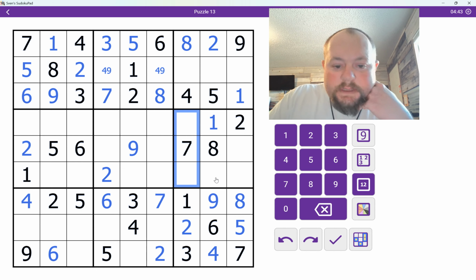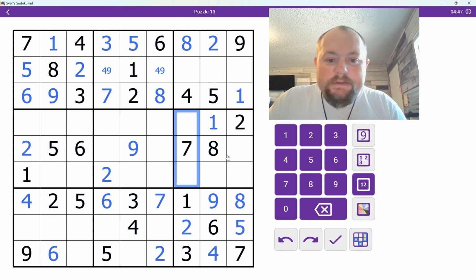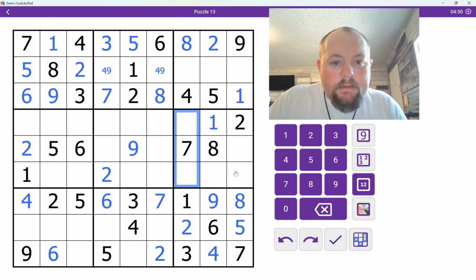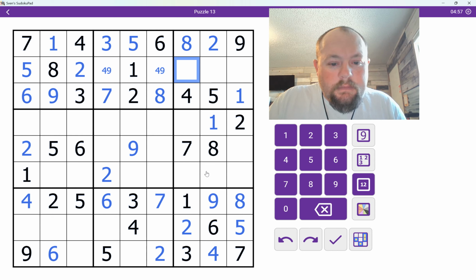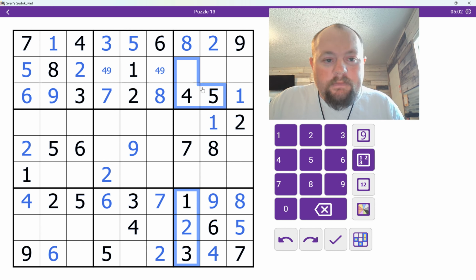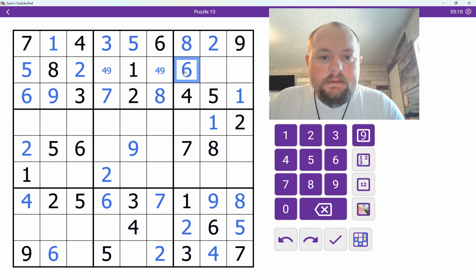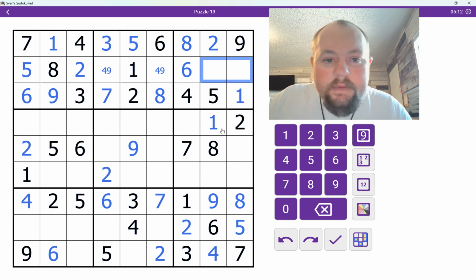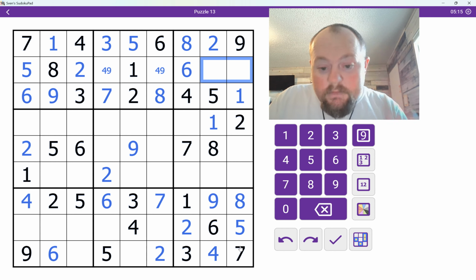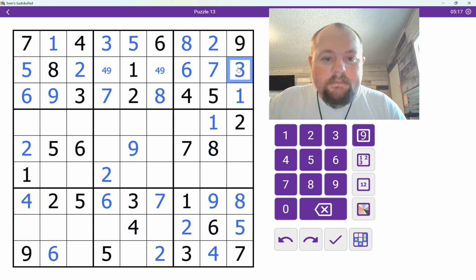Okay, I'm trying to think if there was any. There's got to be more interesting things, I would imagine, here. Okay, 1, 2, 3, 4. This cell here, it sees 1, 2, 3, 4, 5, could be 6, 7, 8, and 9. So it is a 6. And then all that's lacking here is 3 and 7, which is resolved. 7 and 3.